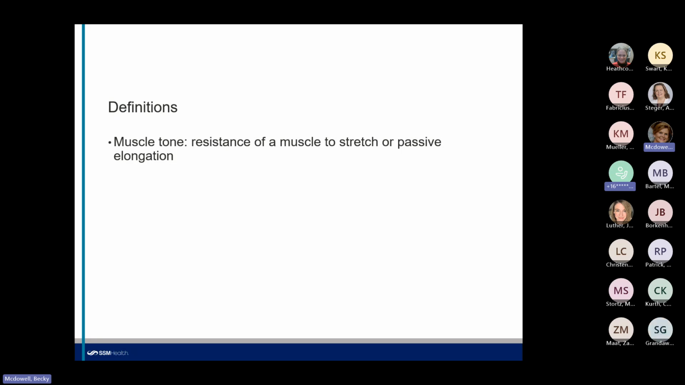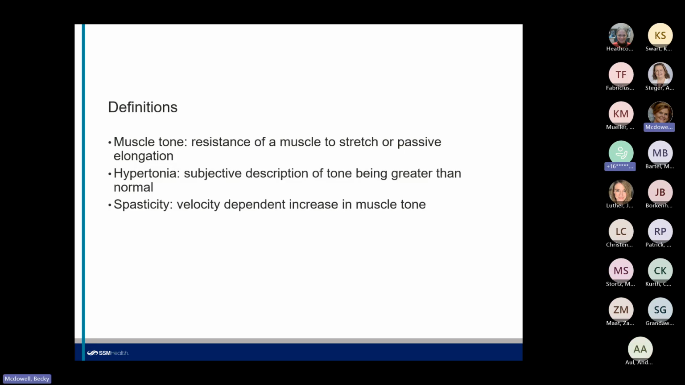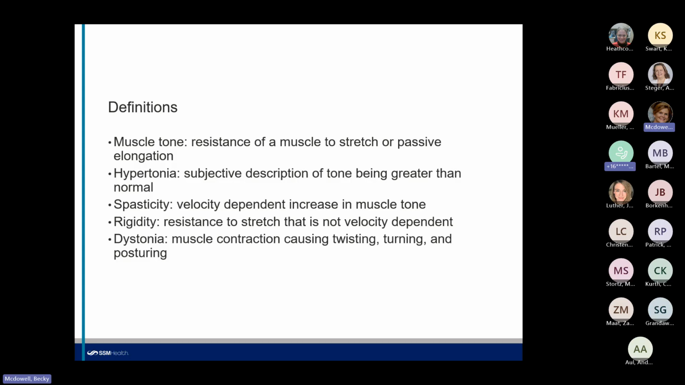So muscle tone is resistance of a muscle to stretch or passive elongation. Hypertonia is the subjective description of tone being greater than normal. Spasticity, which our lecture is on, is a velocity-dependent increase in muscle tone. Rigidity is resistance to stretch that is not velocity-dependent. Dystonia is muscle contraction causing twisting, turning, and posturing. We see this with spasmodic torticollis in the neck area in babies and adults. And then clonus is involuntary rhythmic muscle contraction or spasms, and we usually see this in the ankle plantar flexor of the foot, throbs up and down.